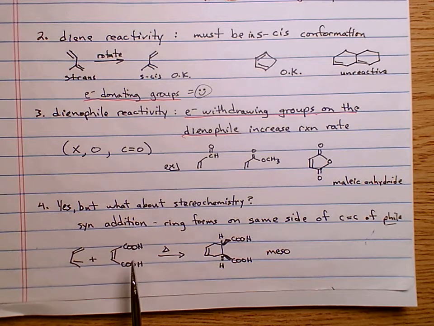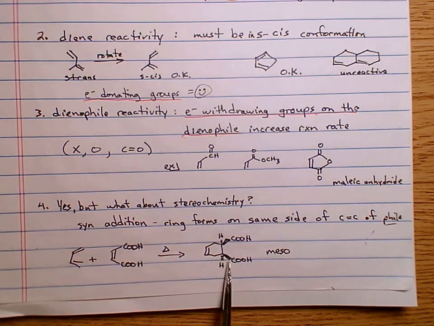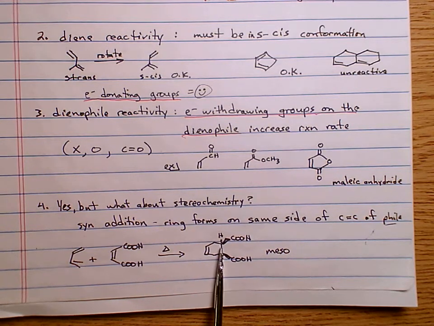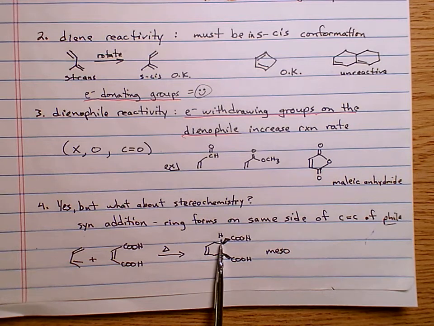So if these two COOHs start out cis to each other, they're going to end up cis to each other also. And note, that gives us a chiral carbon right here. Here's a chiral carbon. We've got coming off of it 4 different groups: a COOH, an H, the ring this way, and the ring that way, and it's different going around the rings. So this is a chiral carbon. We generated a second chiral carbon here.